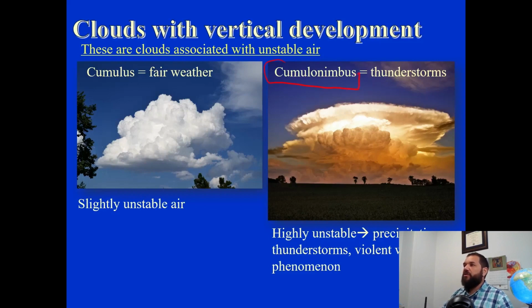Cumulonimbus. If you hear nimbus, that means rain, it refers to rain. Nimbus really just means cloud, Latin for cloud, but nimbostratus, for example, is a rainy stratus cloud. Cumulonimbus is a raining cumulus cloud. So basically a thunderstorm cloud, okay, a thunderhead.